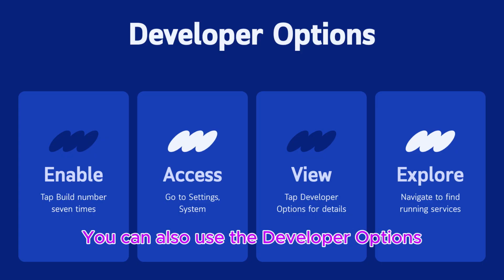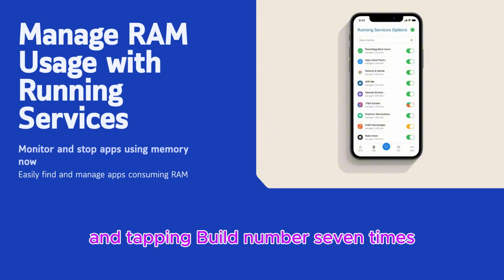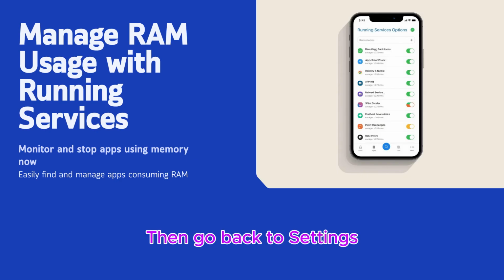You can also use the developer options. First, enable developer options by going to Settings, About Phone, and tapping build number 7 times. Then go back to Settings, System, Developer Options.